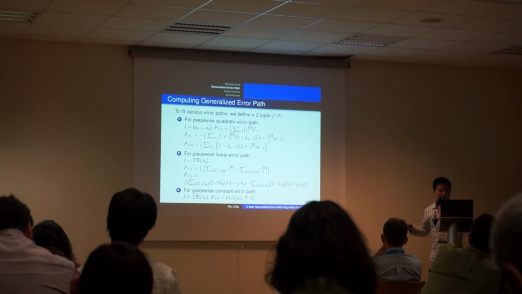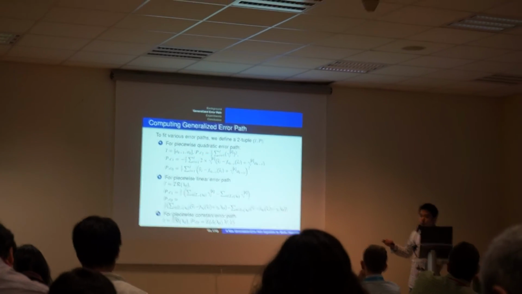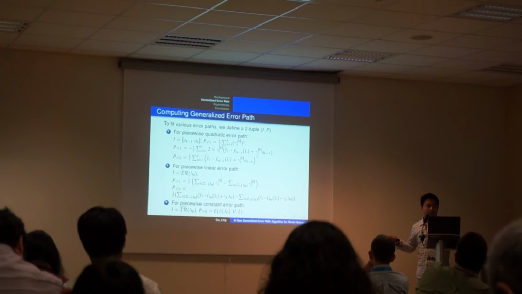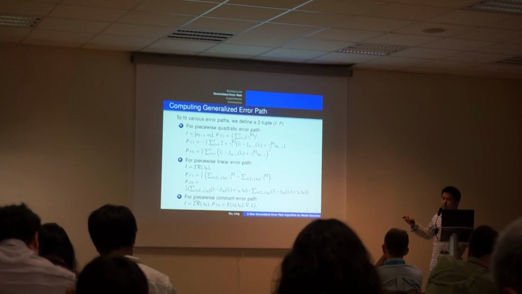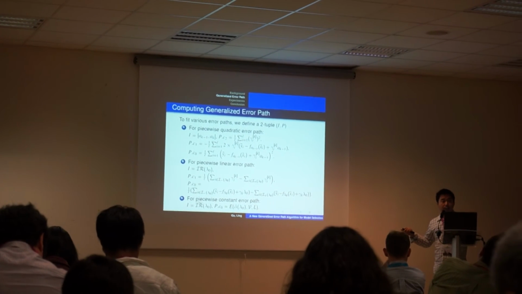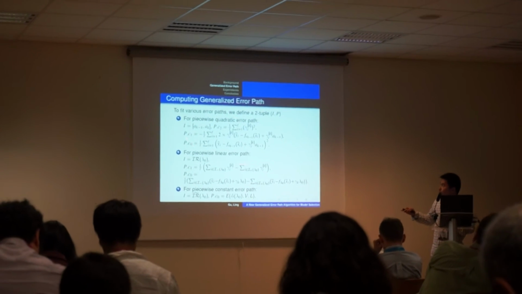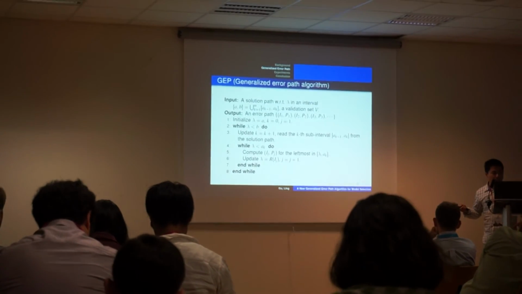So based on various error paths, we want to compute the various error paths. We define a two-tuple, where I is an interval and P is a set of parameters to describe a quadratic, linear, or constant function, and this is how to compute these parameters. So next we give the algorithm.